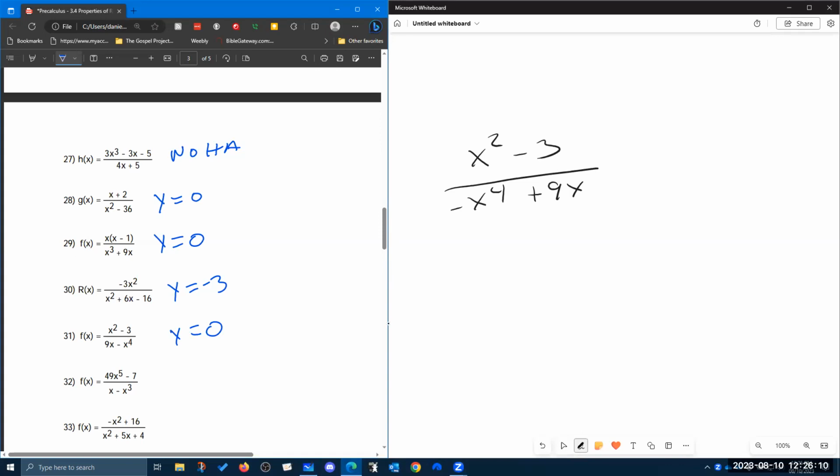Let's make sure 32 is written in descending order of exponents before we make a decision on it. Like so. Degree of the numerator is still greater than the degree of the denominator, so there's no horizontal asymptote here.